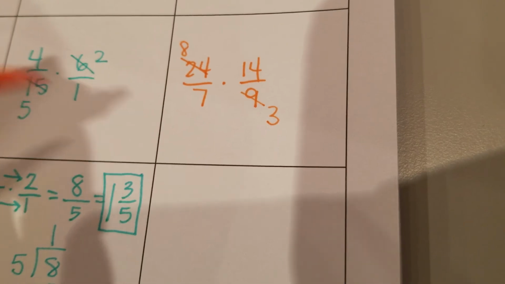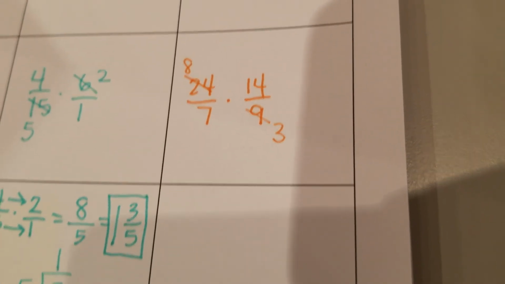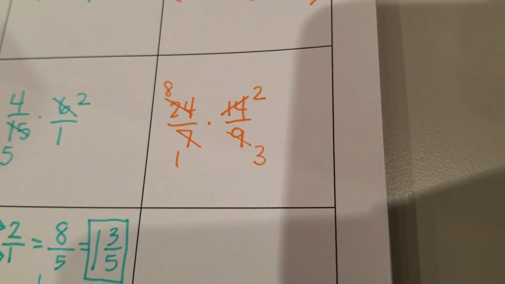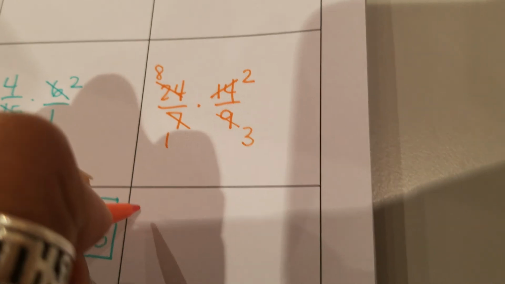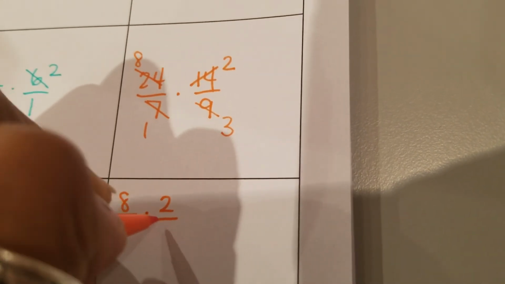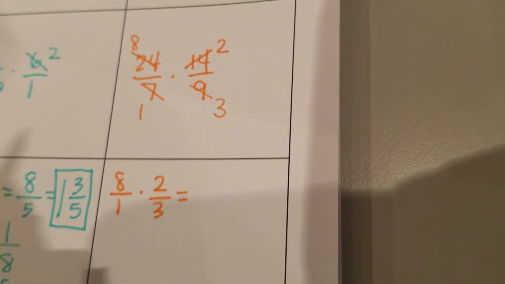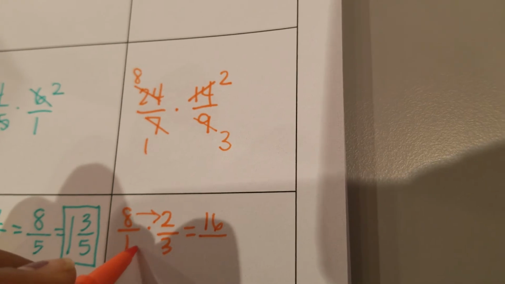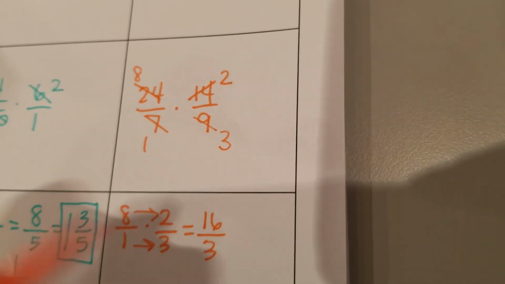And we can check the other way as well. 7 and 14 share a factor of 7. 7 divided by 7 is 1. 14 divided by 7 is 2. So we can rewrite what we have left. So 8 over 1 times 2 over 3 and multiply straight across. 8 times 2 is 16. 1 times 3 is 3.